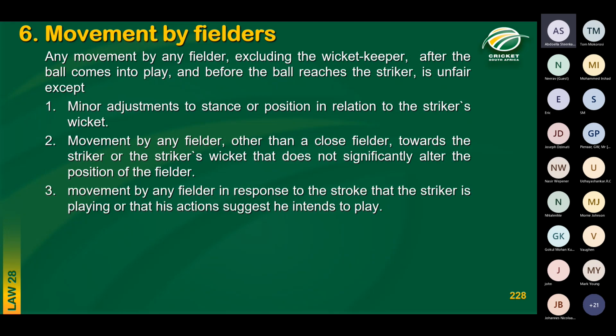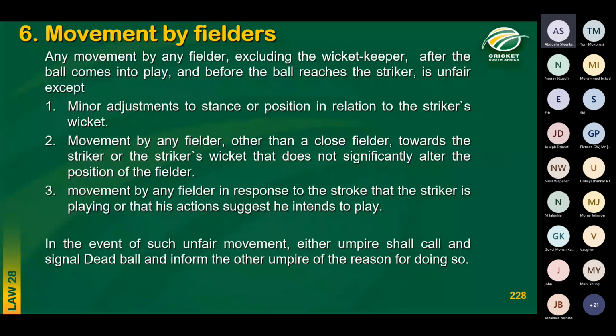Also, movement by any fielder in response to the stroke that the striker is going to play, or that his or her action suggests the striker is going to play. An example of this is the switch hit or the reverse sweep. If the striker indicates that there's going to be a switch hit or reverse sweep, the fielder is then allowed to move. So now we know what the fielder is allowed to do, these 3 points that we've just covered.